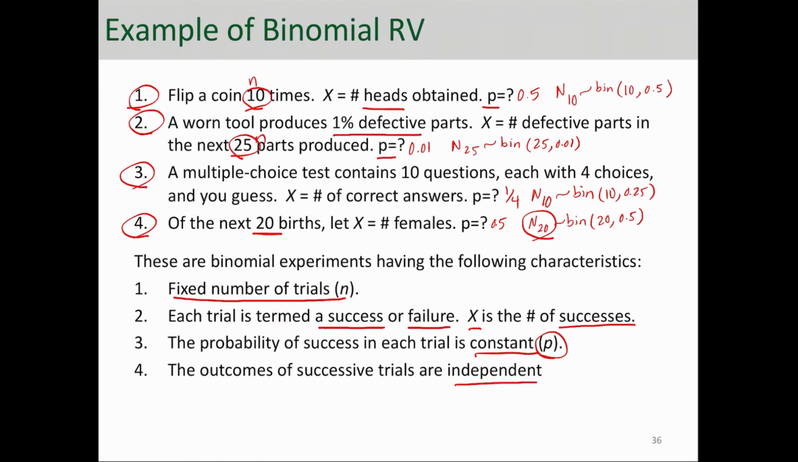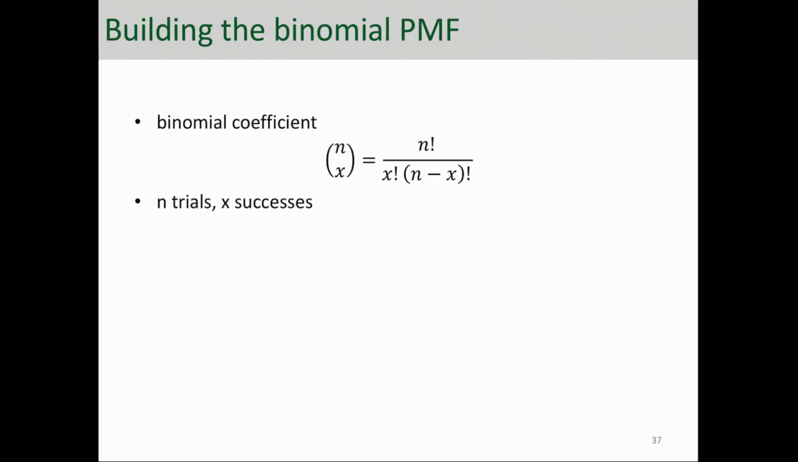Before we get into the PMF and expected value and variance of binomial, I want to introduce you to binomial coefficient. And binomial coefficient is a big part of calculating probabilities associated with binomial random variable. So what you see here is the binomial coefficient, and the way that you read this is n choose x. And n choose x is the number of different ways you can choose x items from n items, right?